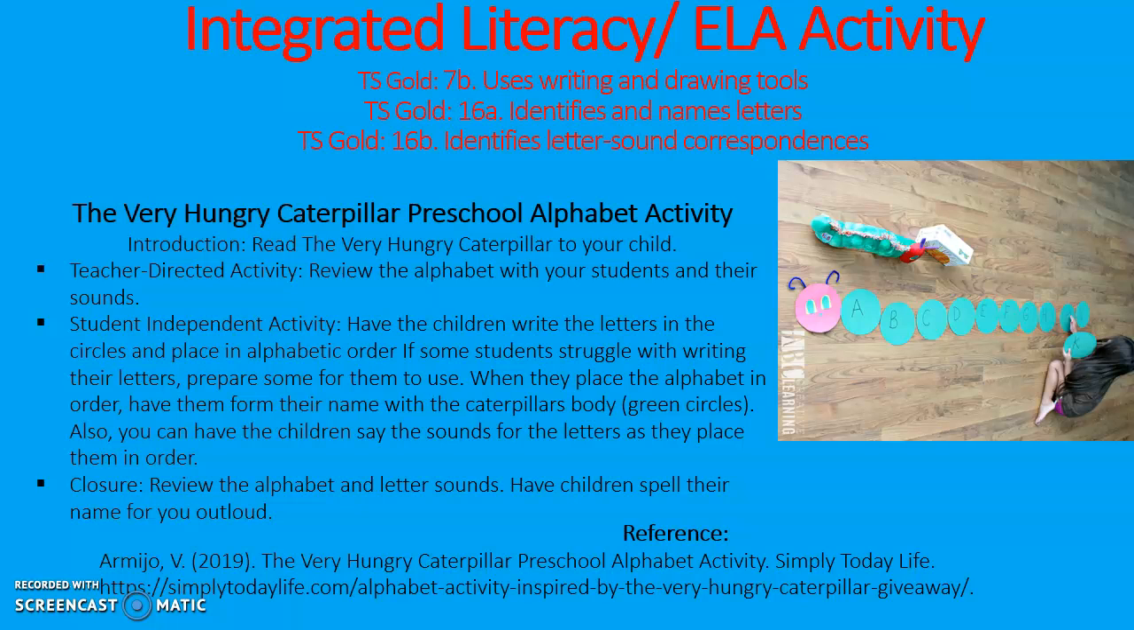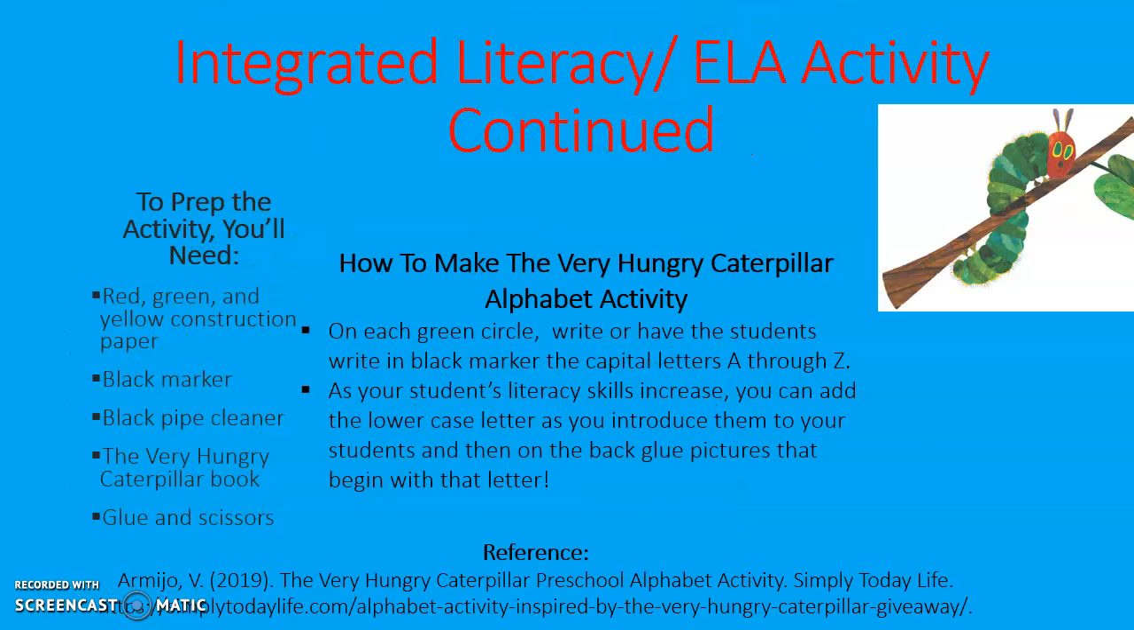When they place the alphabet in order, after they've done that, we're going to have them form their name with the caterpillar's body. After that, you can have the children say the sounds for the letters as they place them in order. For closure, we're going to review the alphabet and letter sounds, and we're going to have children come up and spell their name out loud, because in pre-K, that's a huge thing, learning to spell our name.